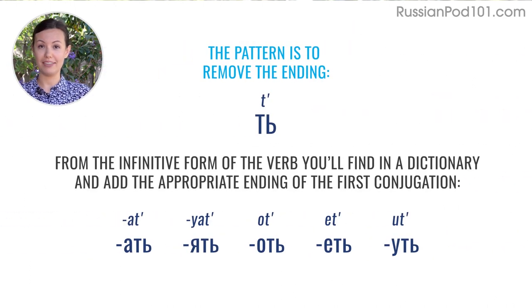So the pattern here is to remove the ending «ть» from the infinitive form of the verb you'll find in a dictionary, and add the appropriate ending of the first conjugation. The infinitives of the first conjugation verbs usually end in ать, ять, оть, еть, уть, and so on.